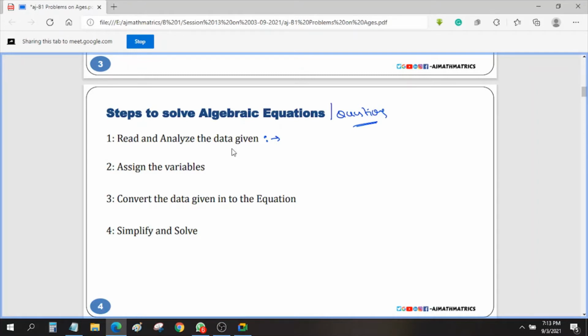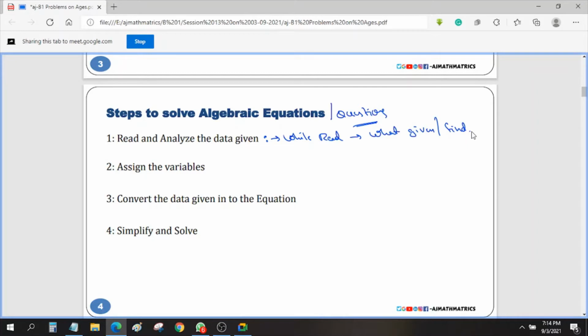But I suggest you not to do that. Don't start solving from the first word itself. First read the question completely, so then you can understand what is given and what we have to find. So read and analyze implies what? While reading, you can understand what is given and what we need to find.